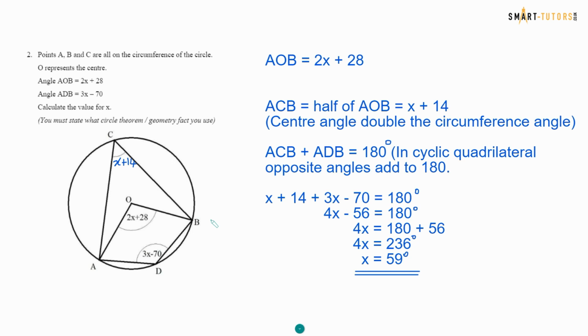So you can take the minus 56 to the other side, it becomes plus 56, which is 236. So 4x equals 236, x is 59 degrees. So that is the answer for question number 2.